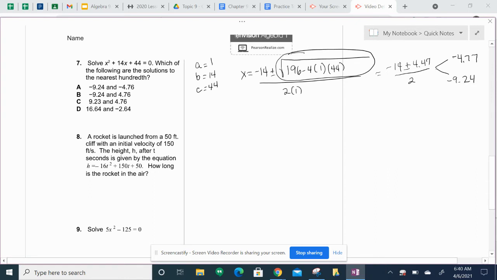So again, look carefully at your choices there to make sure that you find the one that has both of them being negative. And again, it looks like this one is choice A.